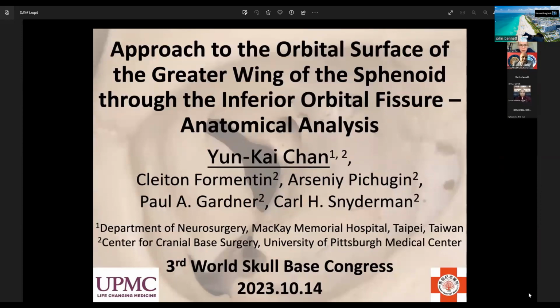We want to do this study because we see some tumors, such as juvenile angiofibroma, that grow from the pterygopalatine fossa and go through the inferior orbital fissure, even involving the sphenoid. And sometimes we want to know how much we can reach through different approaches to remove the tumor as much as possible. And I'm from Taiwan.